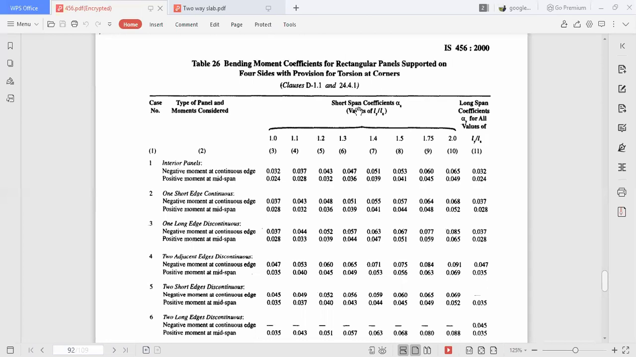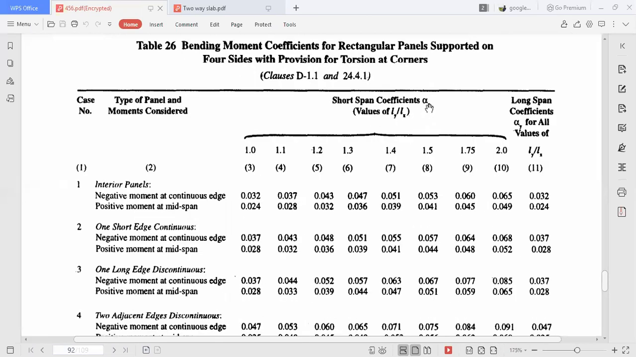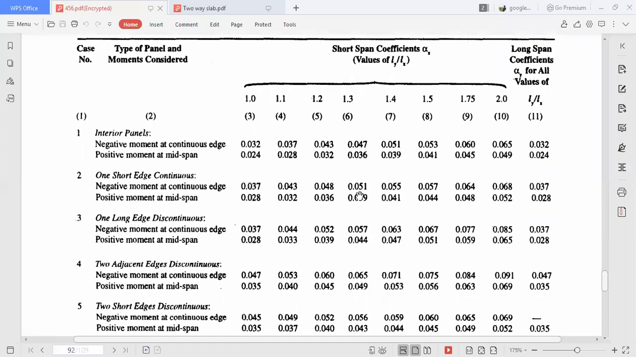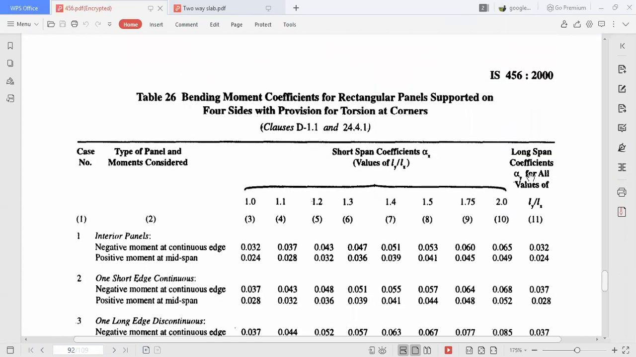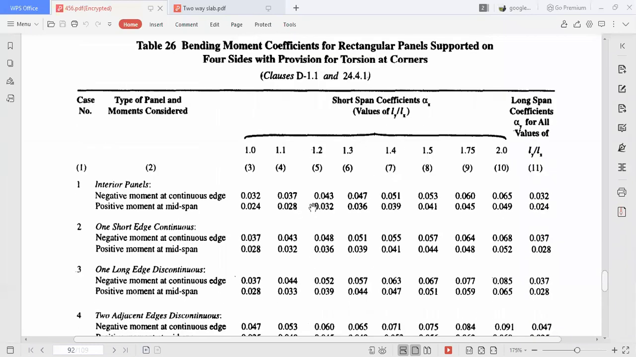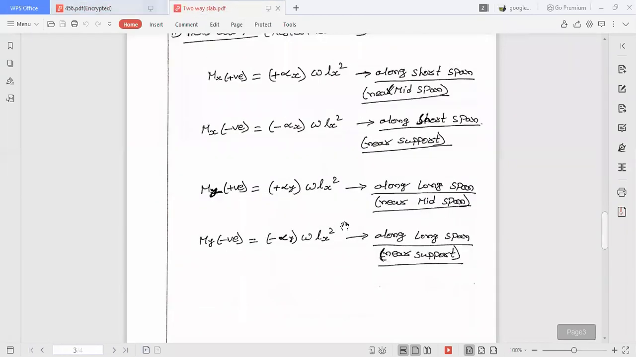See here, the short span coefficient, which is alpha x. These values depend on the Ly by Lx ratio and on different panel conditions. Panel conditions we will discuss in detail. So for different panel conditions, the values of alpha x will be different. That means positive and negative, both values will differ. And coming to alpha y, it doesn't depend on the Ly by Lx ratio. Why? Because whatever the value of the Ly by Lx ratio, the value of alpha y is constant. We will discuss the values in detail later. First we will see what the panel conditions are.